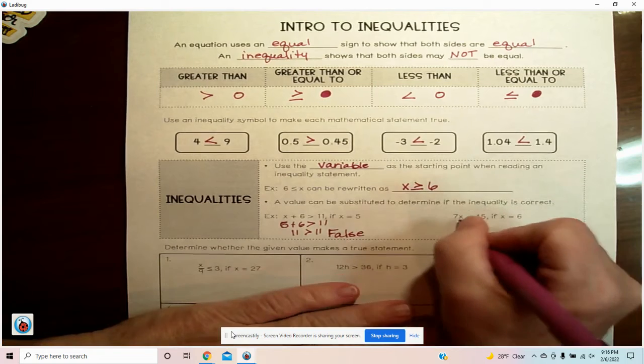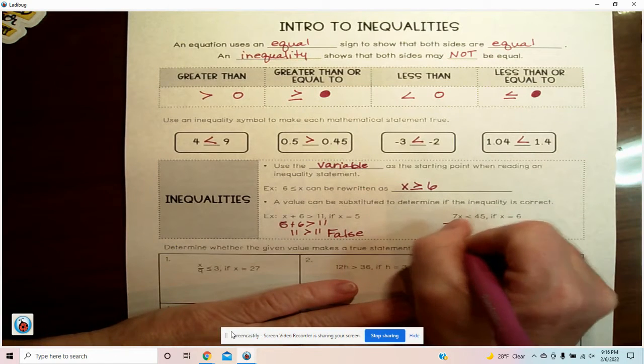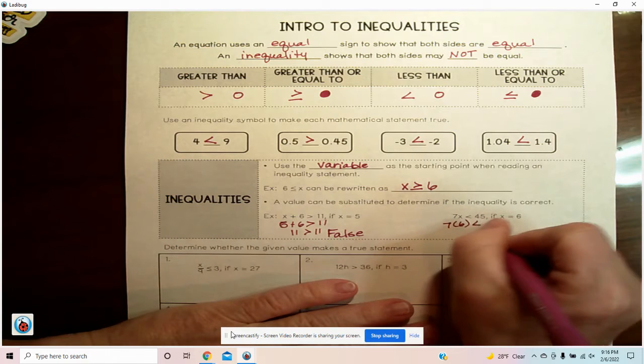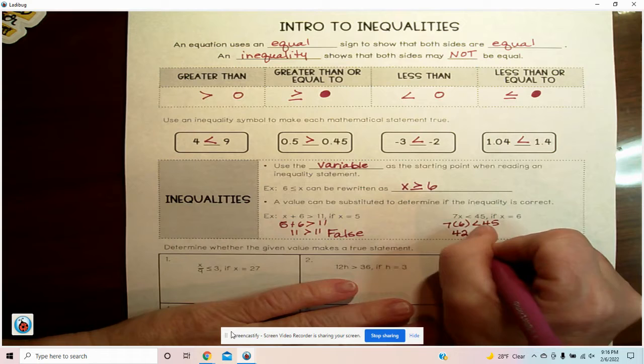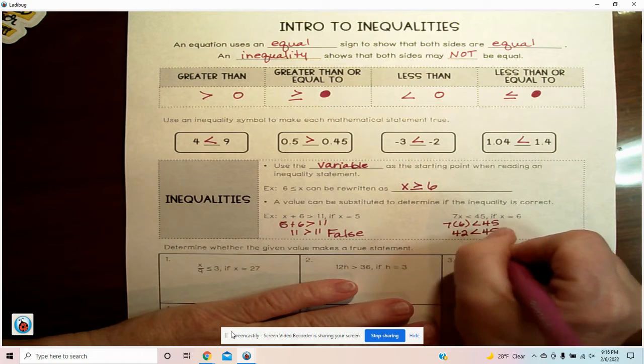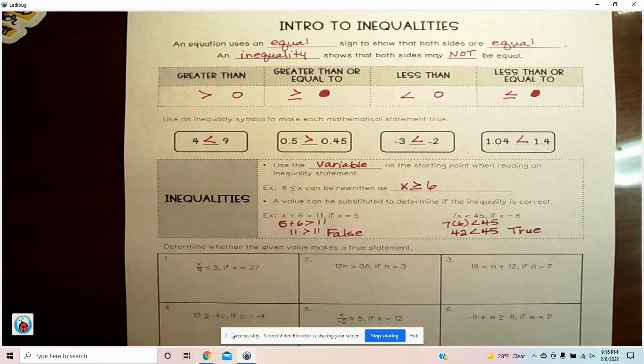Over here, I've got 7x is less than 45 if x equals 6. So I put 6 where the x goes, 7 times 6 is 42, is less than 45. That statement is true. So determine whether the given value makes a true statement in 1 through 6.